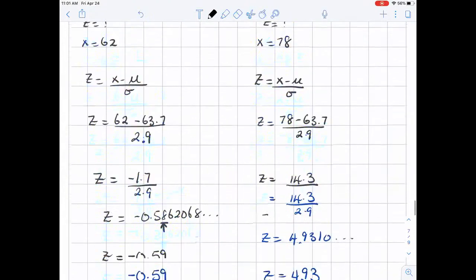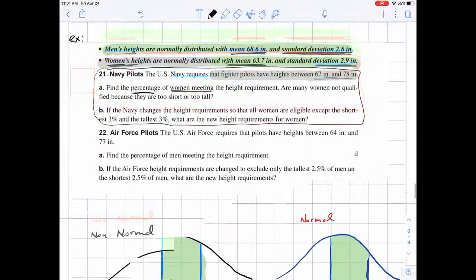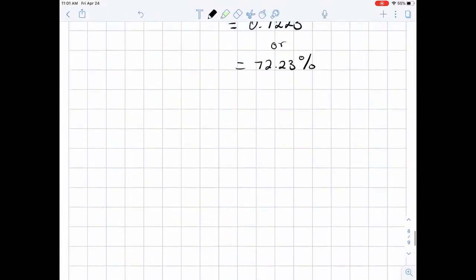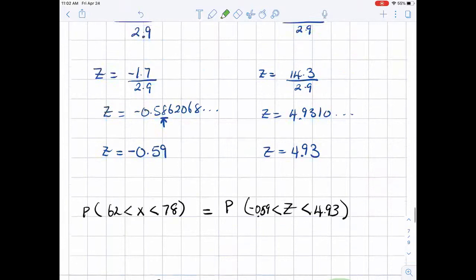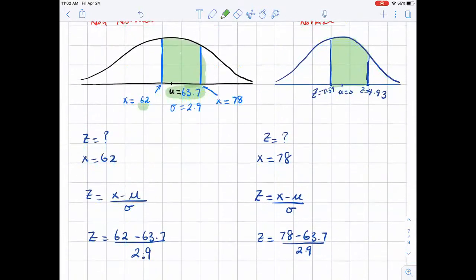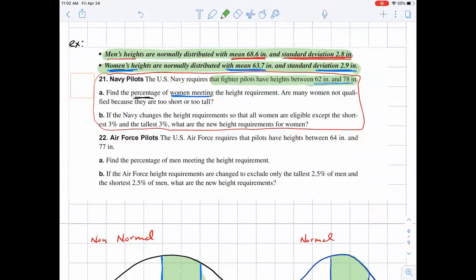Okay, so if we go back and look at our question now, they asked for percentage, right? So you have to write it. Are many women not qualified because they're too short? So look at the percentage here. Would you say that many women are qualified or not qualified? They're mostly qualified, because 72.23 is almost 75. Almost 75% of women's heights are between 62 and 78 inches. Any questions?